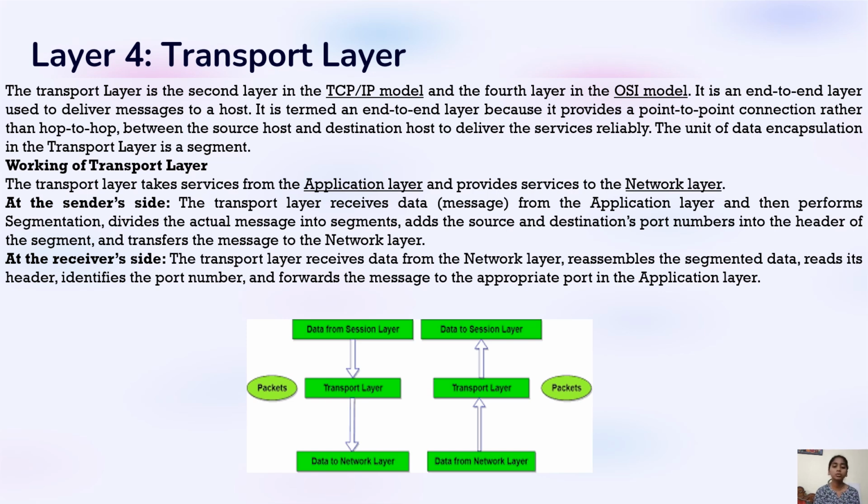segments, adds the source and destination port numbers into the header of the segment, and transfers the message to the network layer. At the receiver side, the transport layer receives data from the network layer, reassembles the segmented data, reads its header, identifies the port number, and forwards the message to the appropriate port in the application layer.